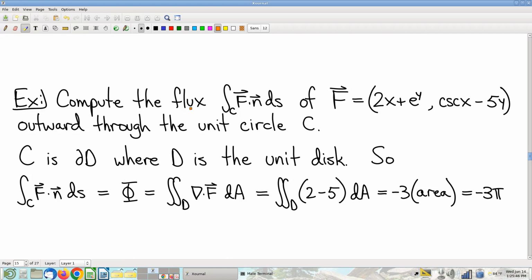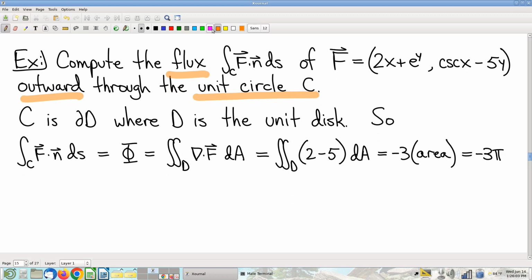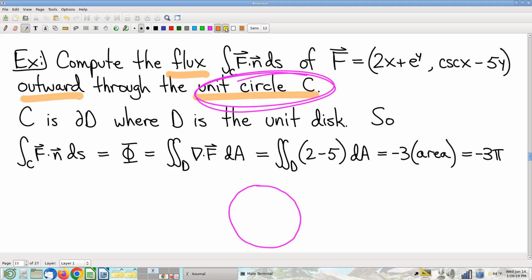The question says to compute the flux outward through the unit circle. We want to compute this flux. Now, wait a second. Outwards through the unit circle. Let's think about the unit circle. The unit circle is like that. Let me be more careful. There's the unit circle. Is the unit circle a boundary? Why, yes, it is. The unit circle is the boundary of the unit disk.